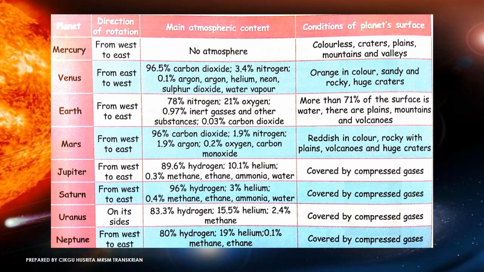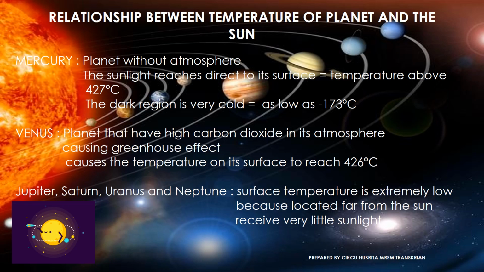These are also characteristics of each planet: the direction of rotation, the main atmospheric content, and condition of the planet surface. Okay, so as you can see, every planet has a different content of gases. Okay, now also the relationship between temperature, the atmospheric content or gas of the planet, and the Sun.